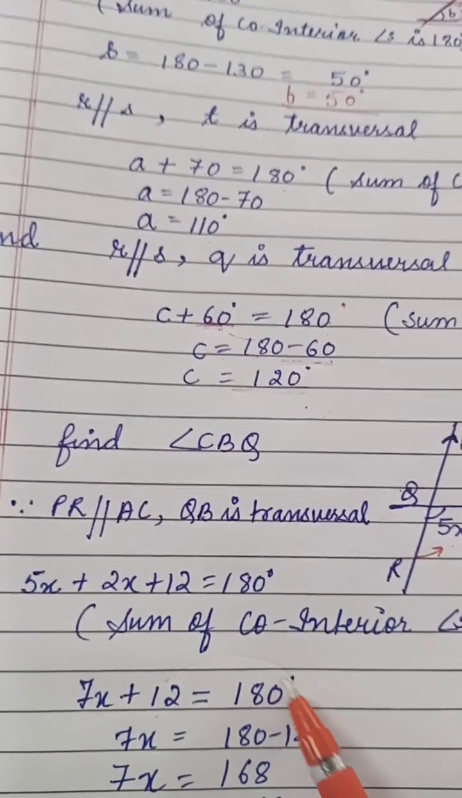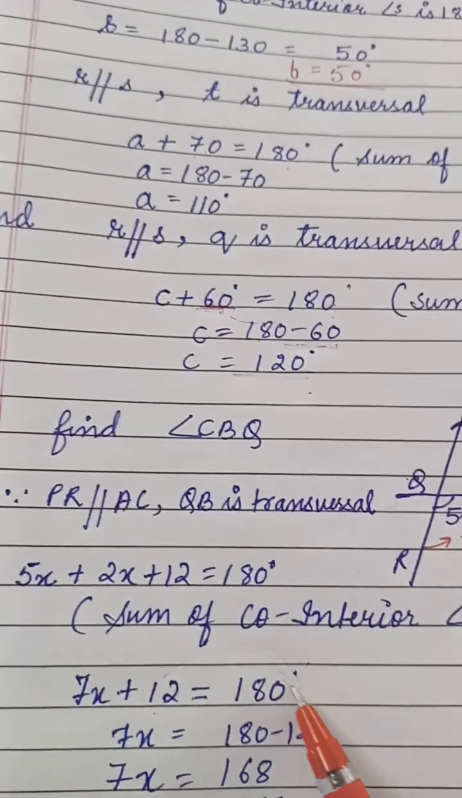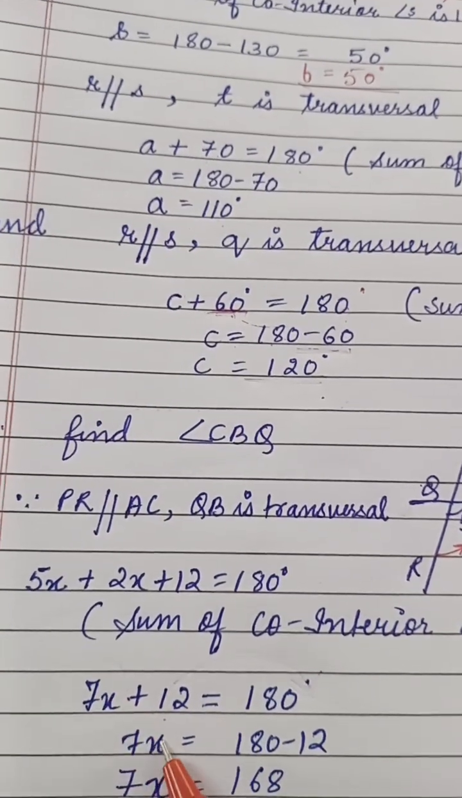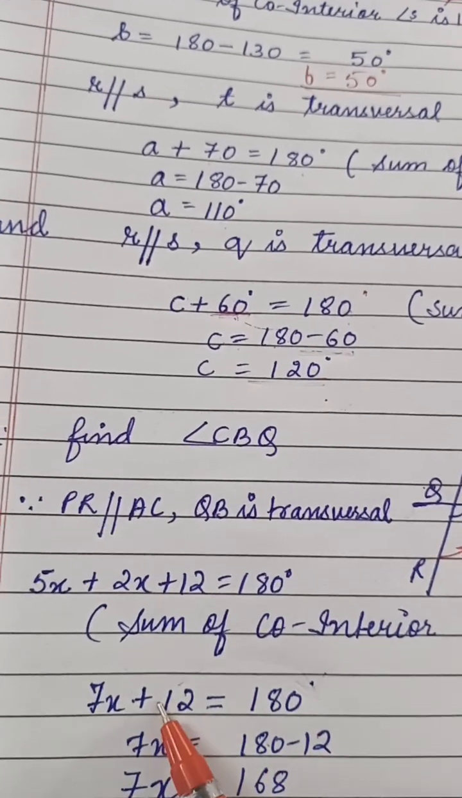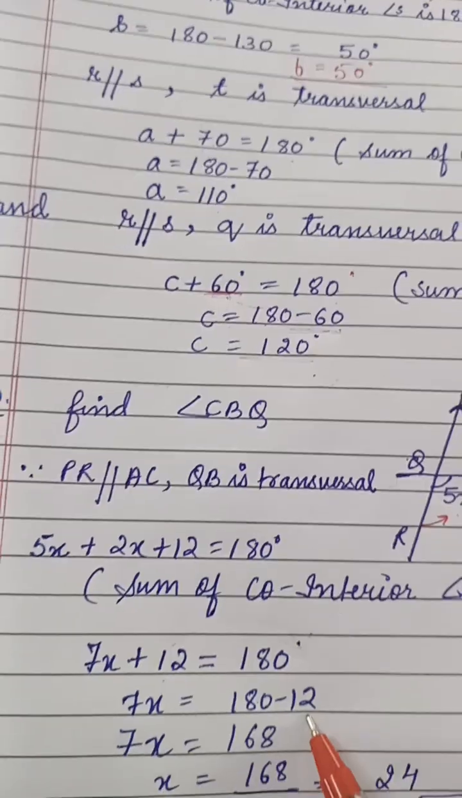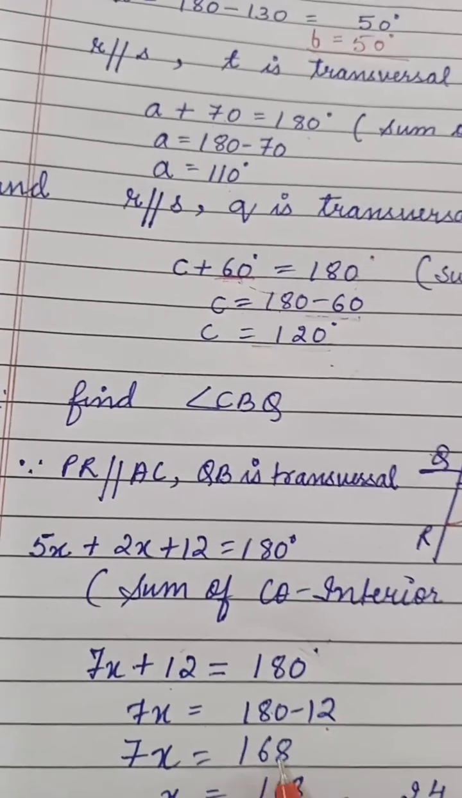The constant will go to the other side. 7x remains as it is, equals 180 will also remain as it is. Plus 12 will come as minus 12. Then 7x equals 168.